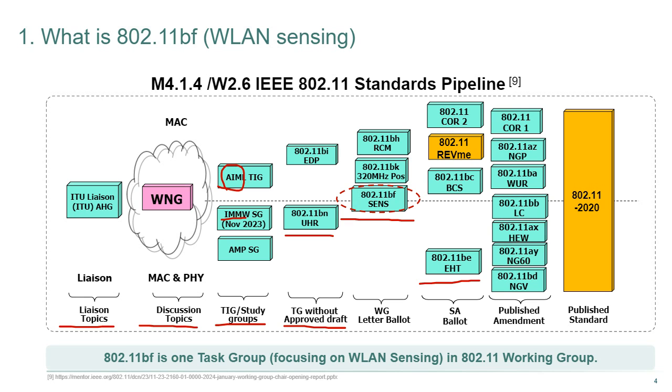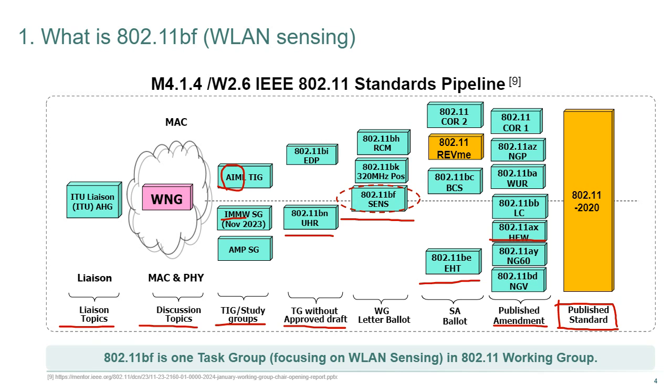We also have some published amendments. One important one is 11ax, which is Wi-Fi 6, already in the market. The published amendments are then put together into the final standard. That's the whole procedure and pipeline. To summarize, 11bf is one task group in this big family, the IEEE 802.11 working group, and it focuses on Wi-Fi sensing.